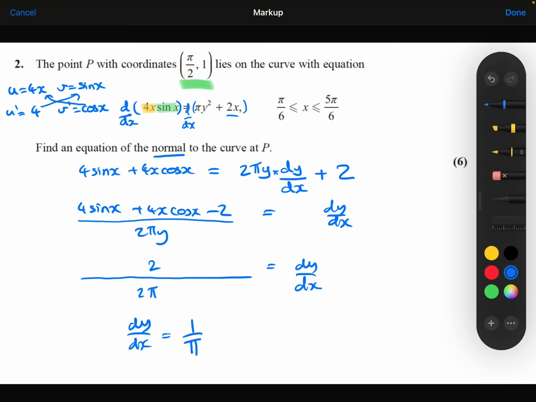So the gradient of the normal will be the negative reciprocal of that. So the negative reciprocal of 1 over pi is negative pi. So the gradient of my normal is minus pi.